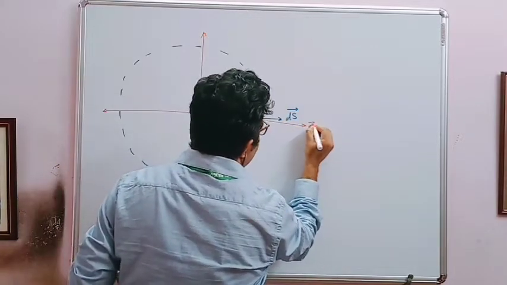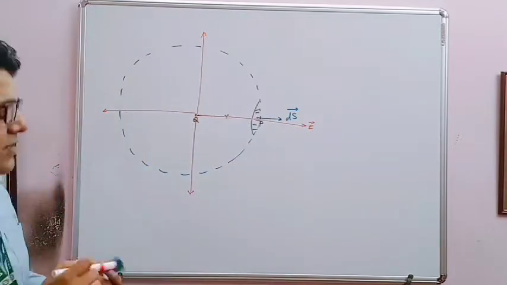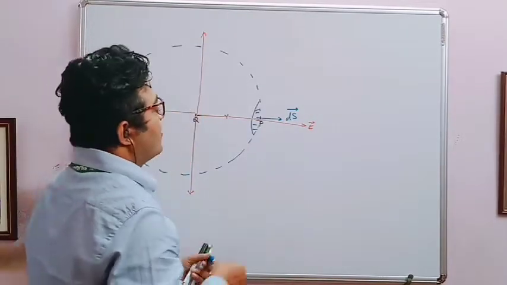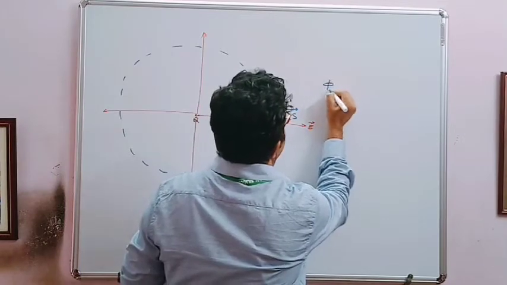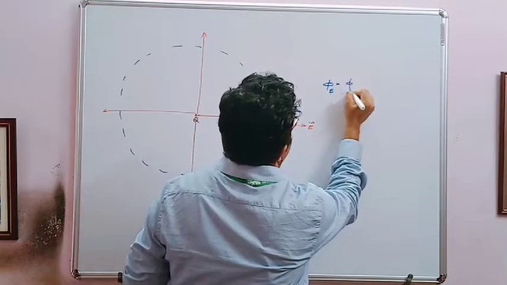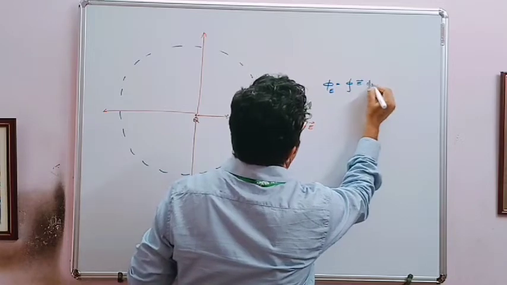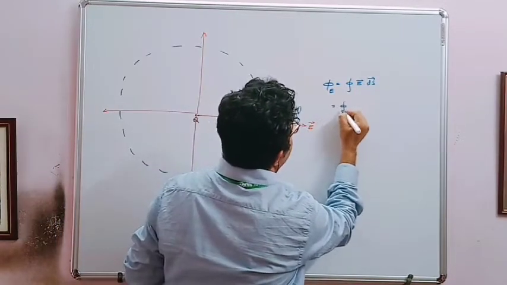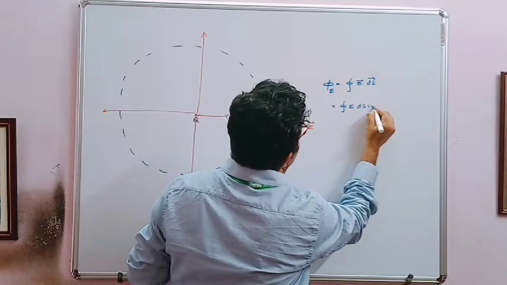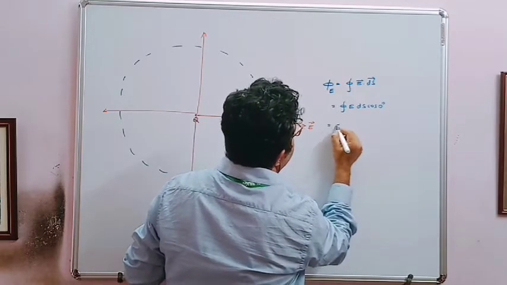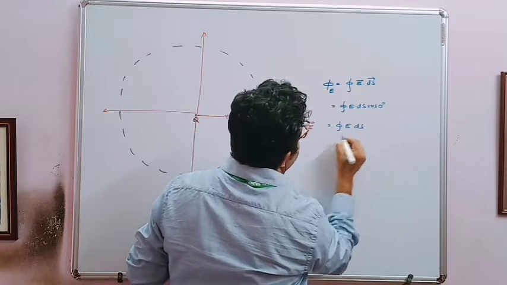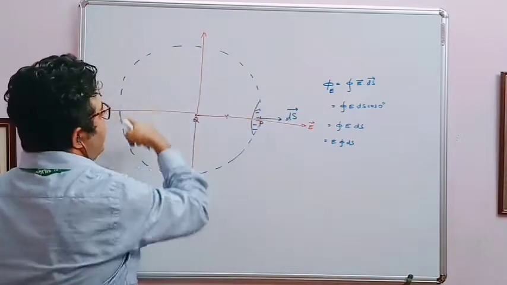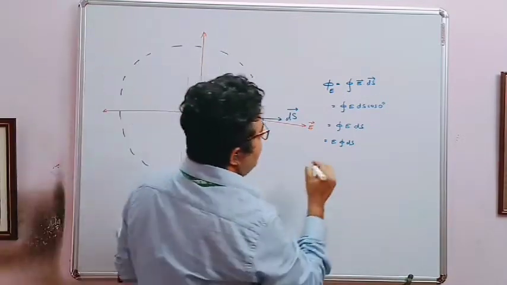Electric field is outward. So what is the angle between electric field and area vector? Electric field and area vector is 0 degree. Now from the definition of electric flux, we know that it is the integration of E dot dS. As they are at 0 degree angle, we can write E dS cos 0 degree, that is E dS. So E into dS, what is the surface area of this imaginary Gaussian surface?